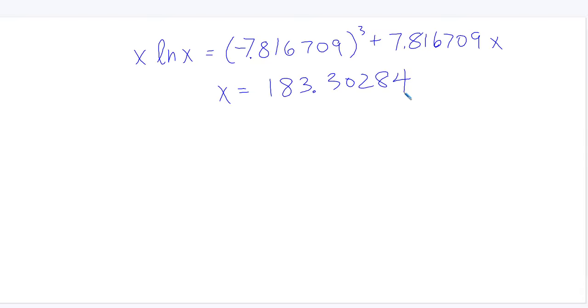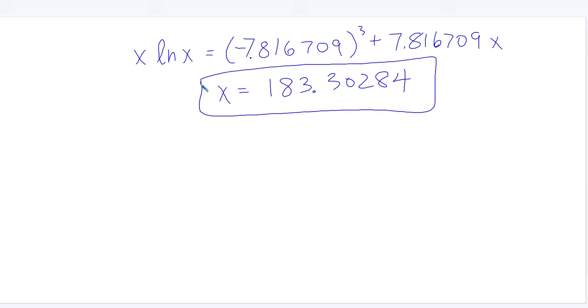All right. So that gives us x equals 183.30284. And we don't really need to go back and check that in the numerator of our derivative, because we know that that's not going to make the numerator of our derivative 0 also, because we already found all the x values that make the numerator of our derivative 0. So there's one vertical tangent line. Then we'll go and we'll try and find the next one.